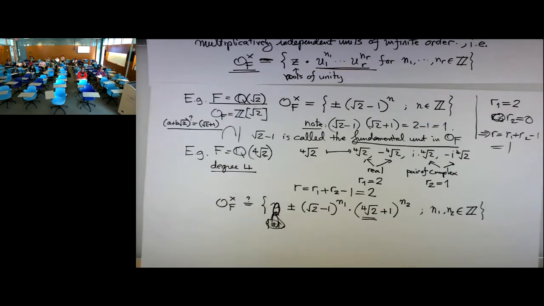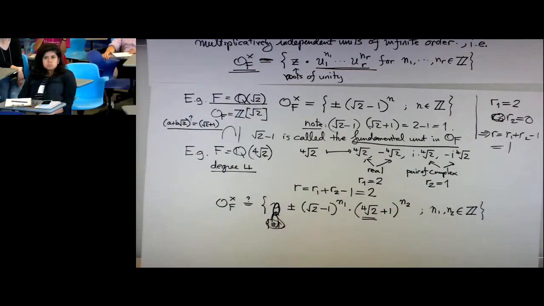A priori, it doesn't make sense to say whether an element in the number field is complex or not. That would not make sense unless you specify an embedding. Other questions? Yes.